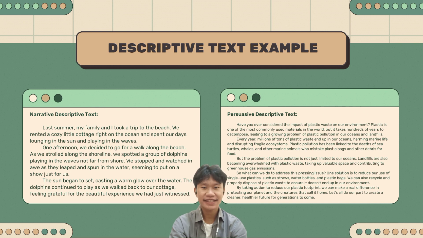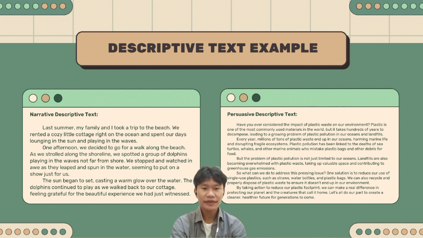So this is an example of narrative descriptive text that tells us the story of the writer and his family's experience while on vacation at the beach. This text contains narrative and descriptive elements. The narrative element can be seen from the plot of the story, which is the family's trip to stay at a small cottage by the sea, and the incident when they walked on the beach and saw dolphins playing in the water.